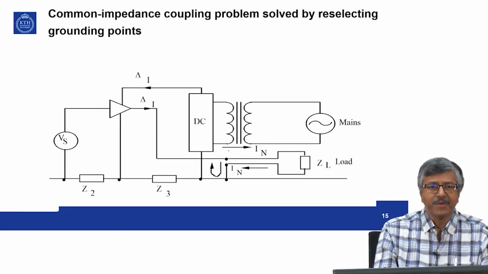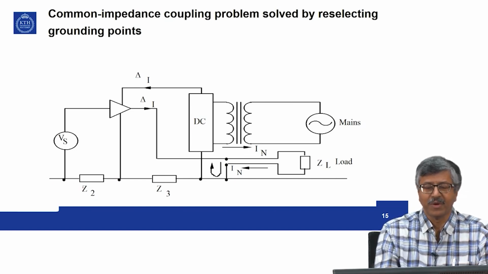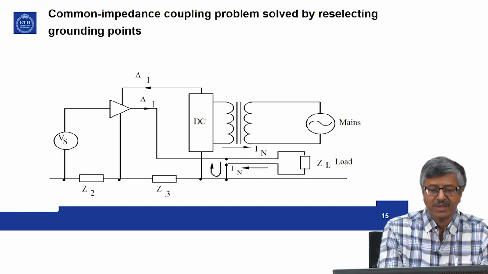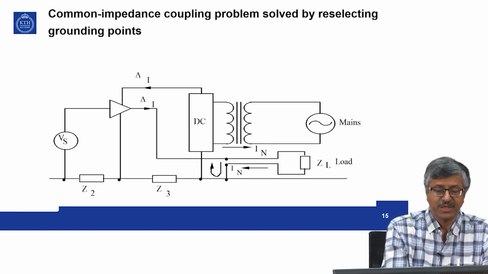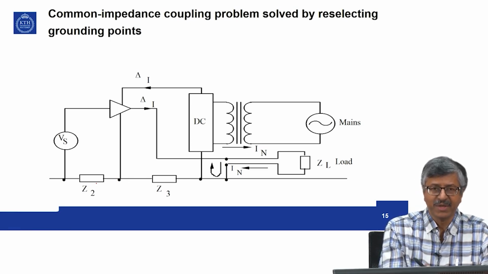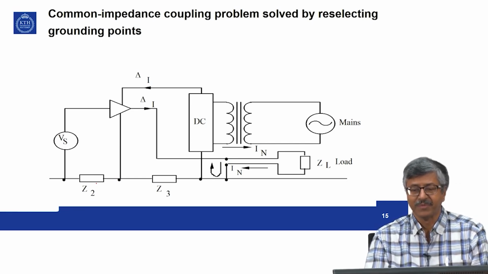Now, here the solution is effected. In this particular way, even though there is a common impedance, there is no current flow through this, because all the noise currents and others are returned directly over here. So, you do not have any current flow through Z C or Z 3 or Z 2. In this way, by simple rearrangement of the connections to the ground, you can solve this common impedance coupling problem. So, that is the end of the module.